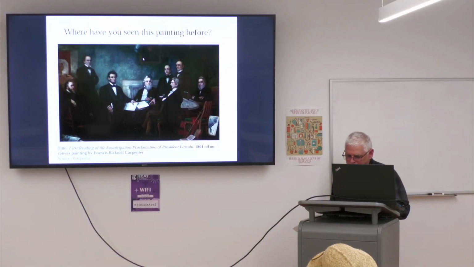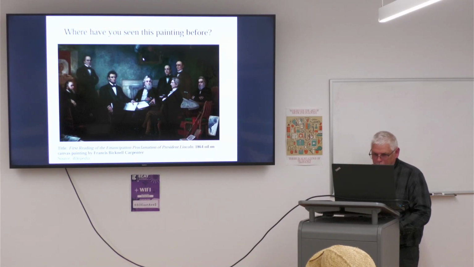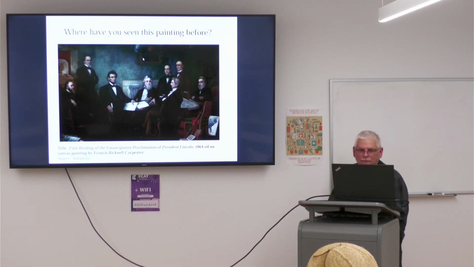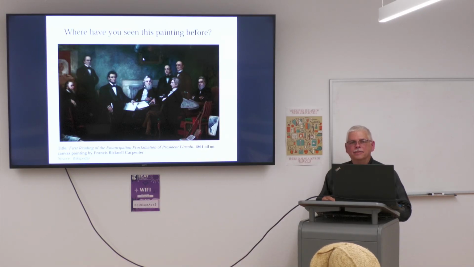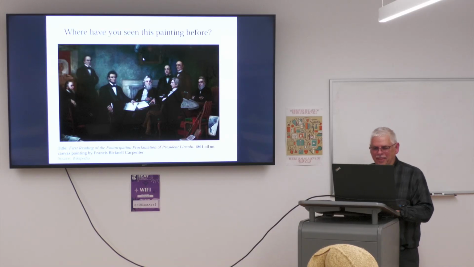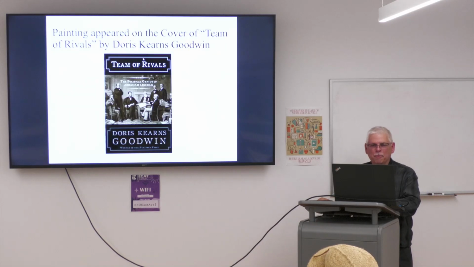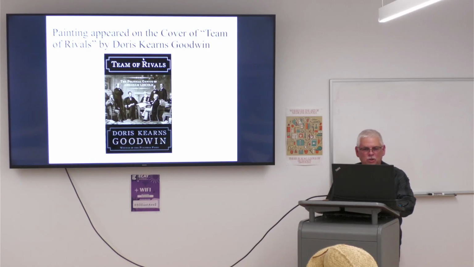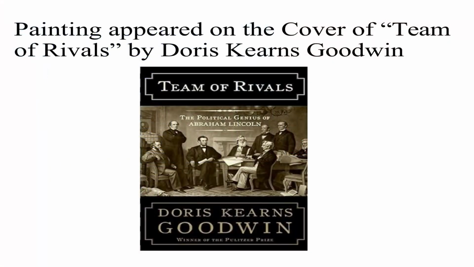Now let me ask you this. Do any of you recognize this painting or know where you may have seen it before? The movie Lincoln. Yeah, there you go. Yes, exactly right. It's also on the cover of Team of Rivals, the Doris Kearns Goodwin book. Unfortunately, it cuts off the slave for our purposes. That got cut off.